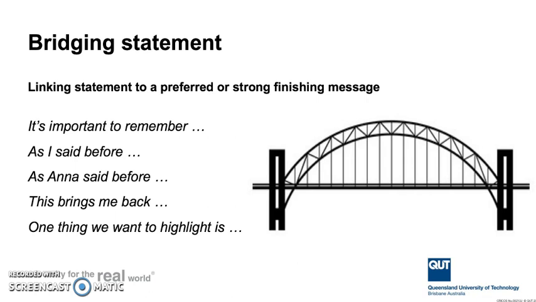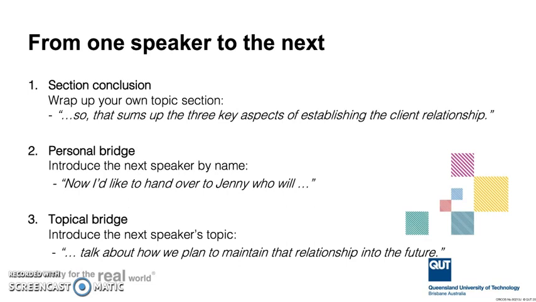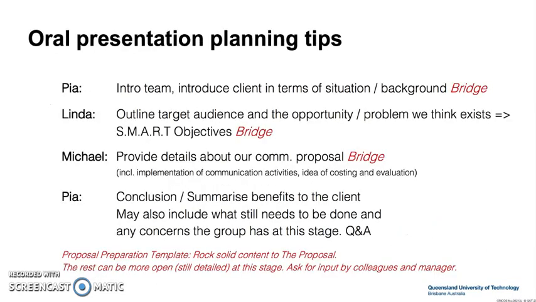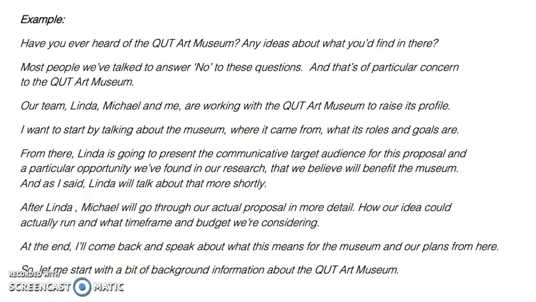These are a few examples of bridging statements. The bridging between speakers can be built on section conclusions between persons or topics. So if I were in a team with Linda and Michael working on a QUT Art Museum as our client, we might want to distribute our content like this. And the start of our presentation could look something like this.